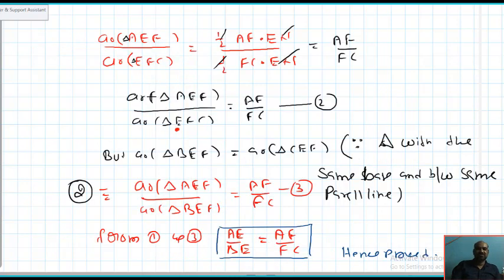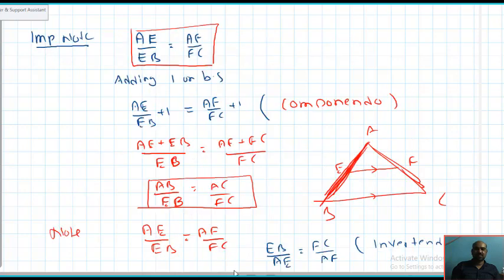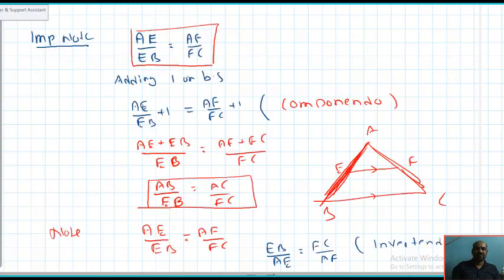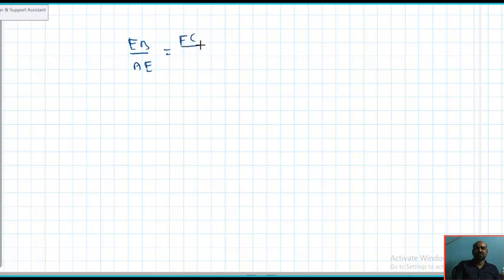I will write EB by AE equal to FC by AF. Now I want to add one on the other side. What happened? EB plus AE by AE is equal to FC plus AF by AF.